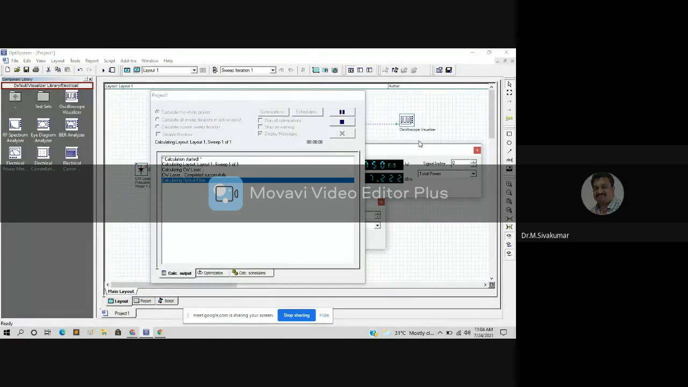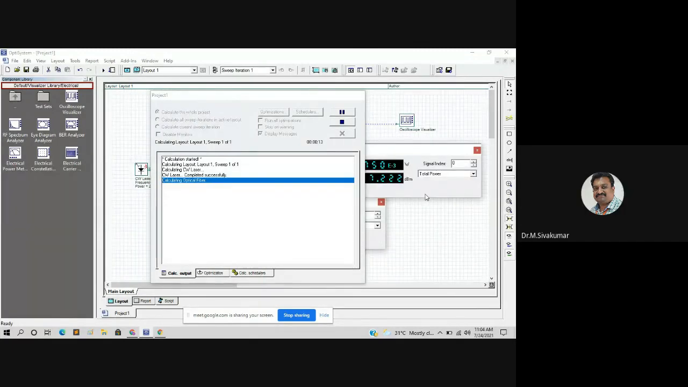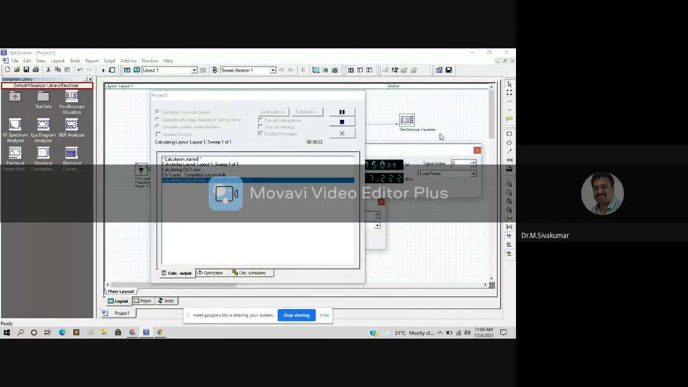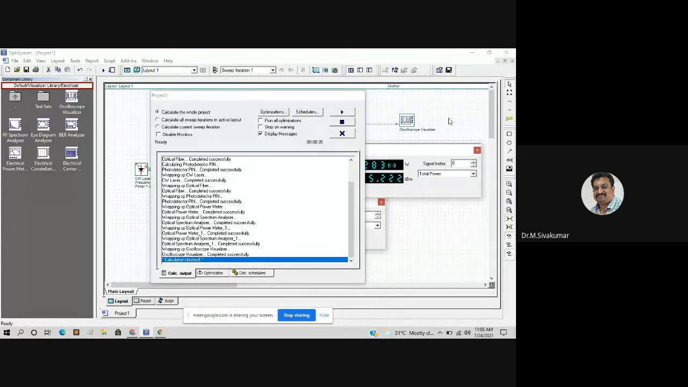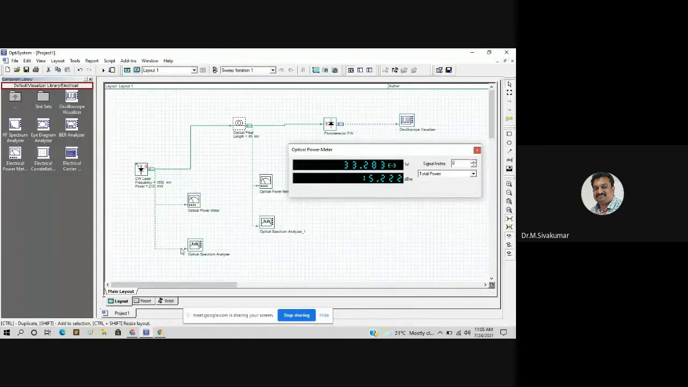Similarly, Satvika, you also check with the oscilloscope viewer. Here, we are only finding the power level before and after the optical fiber, and also you check the optical spectrum. What all changes are done when changing the length. Now you are only seeing the power level. Also, you see the optical spectrum. What is the reaction when length is changed?